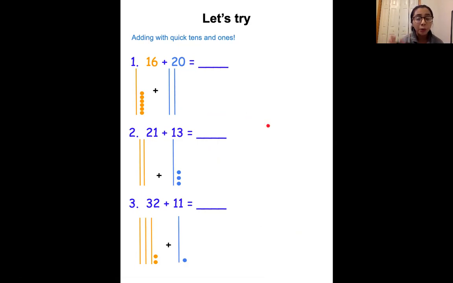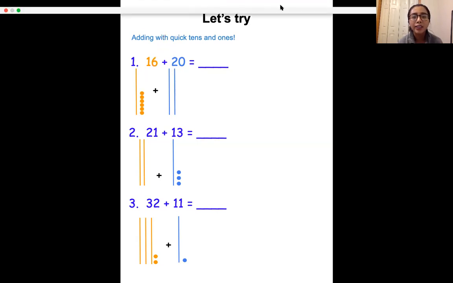All right, Kipsters, I hope you paused the video and I hope you made those number sentences on your paper. Let's start with the first one so you can also write it down. 16 plus 20. I think, Kipsters, that for this one we should count all our tens first and then we can add our ones. So let's see. 10, 20, 30, 31, 32, 33, 34, 35, 36.